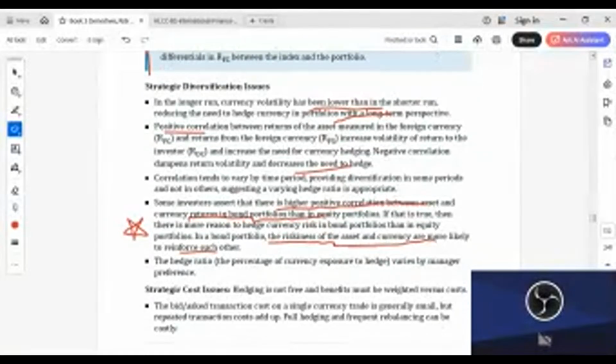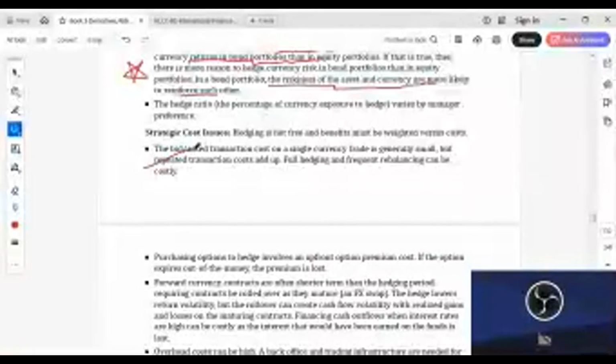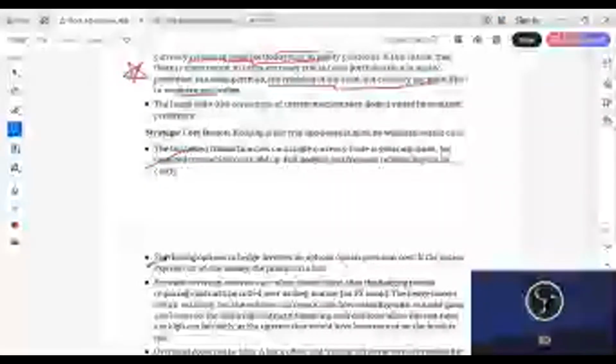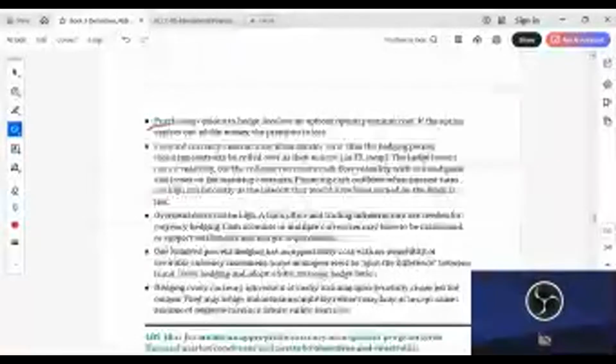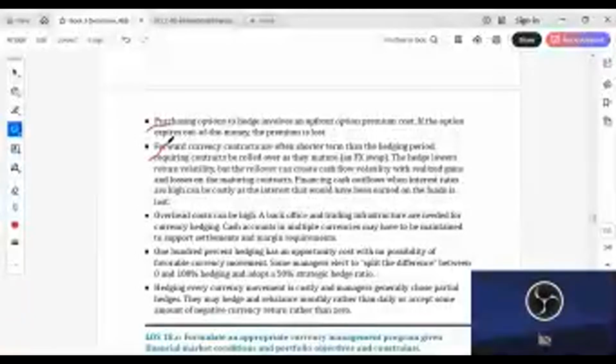Then these are the cost issues. Just go through bid-ask and transaction costs. These are all transaction costs. Full hedging will be costly. If you want to keep the upside, you can purchase options, but then you will have to pay the premium. Forward contracts will not always be available for longer terms, so you will have to roll over. Rollover can create cash flow volatility with realized gains and losses. Just go through.